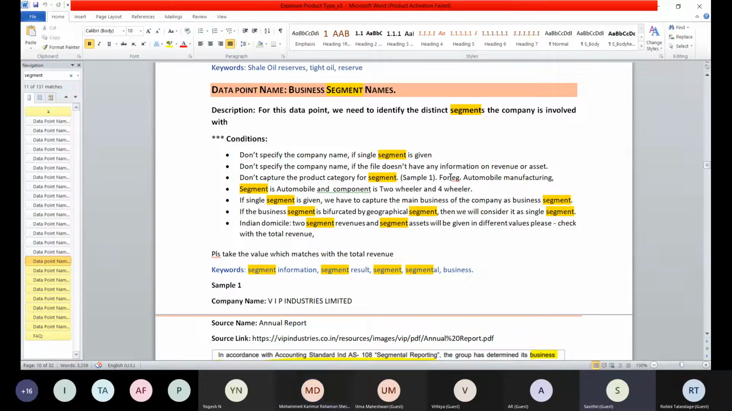as the business segment. Sometimes the heading will be business segment only, but they will give the geographical areas, a geographical-wise breakdown. In that case, we have to take what their main business is, in which business activity they are involved. That we have to take as the business segment.